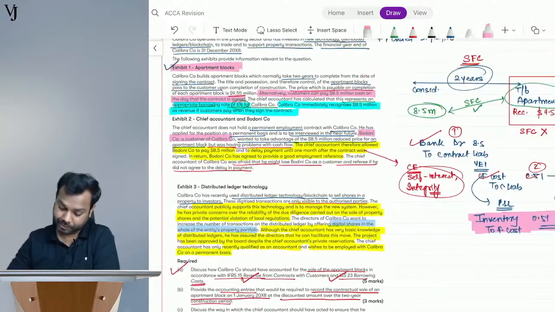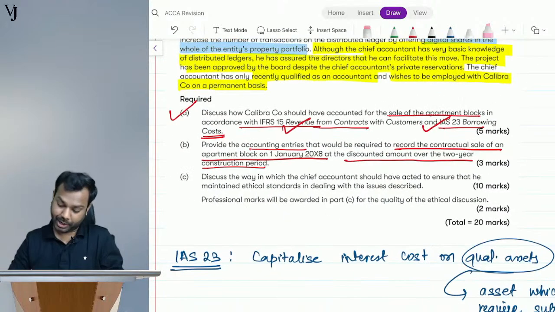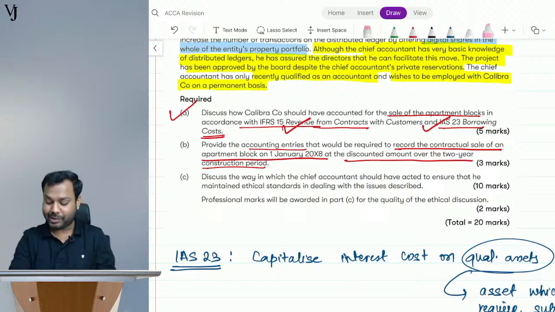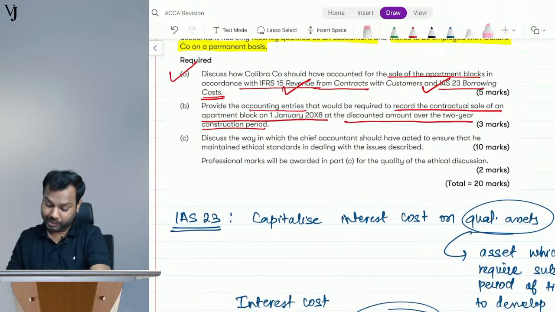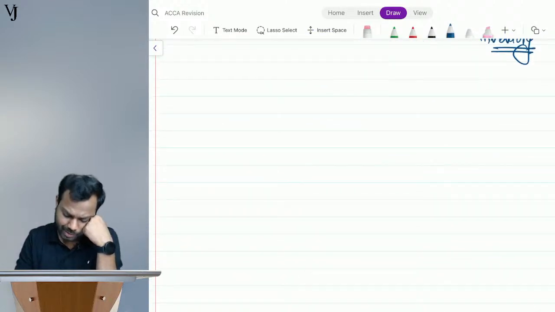Now understand. The third point. Discuss the way in which the chief accountant should have acted to ensure that he maintained high ethical standards in dealing with the issues described. For 10 marks. Understand, guys? Ethical issues. Tell me, what are the ethical issues that we identified?